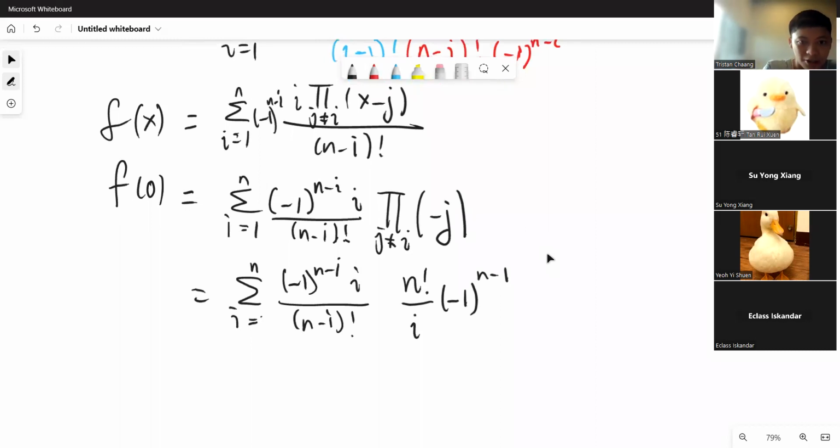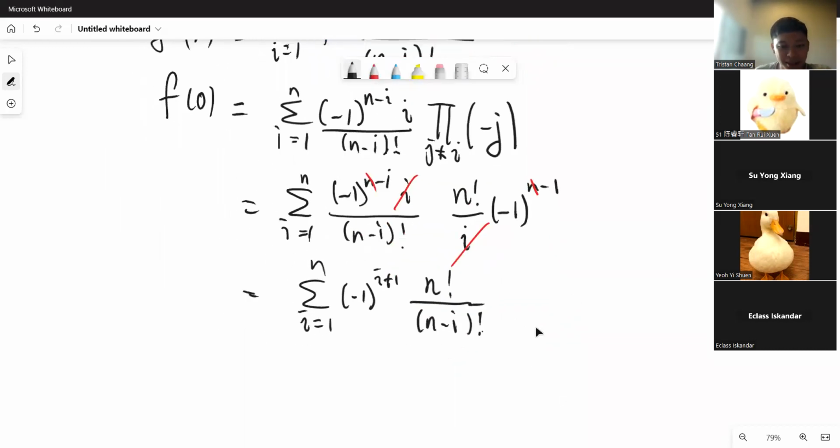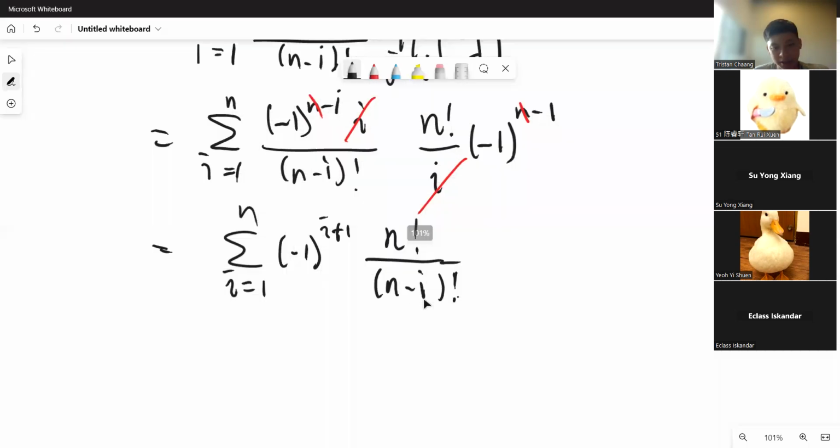Okay. Now, a lot of things will cancel. So this one cancels, and this n and this n can cancel. So in the end, we have the sum from i equals 1 to n of minus 1 to the i plus 1 and n factorial over n minus i factorial. Okay, this is also a very fun combinatorics problem. Or actually, this is like the sums and products topic. But is this solvable?